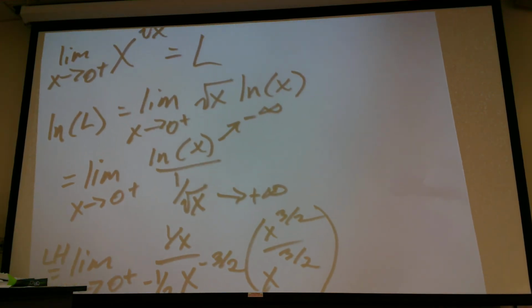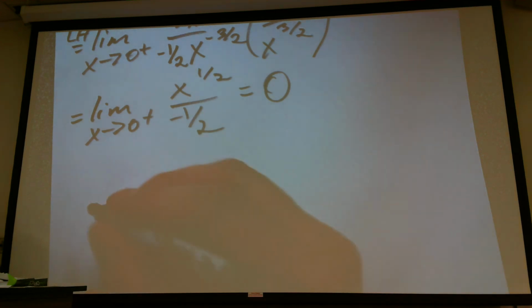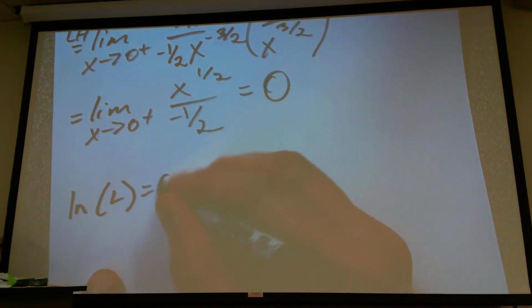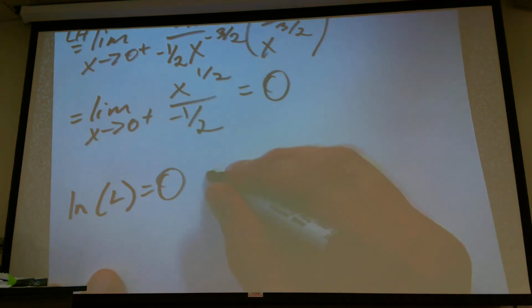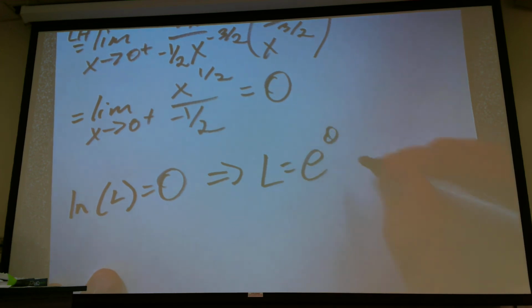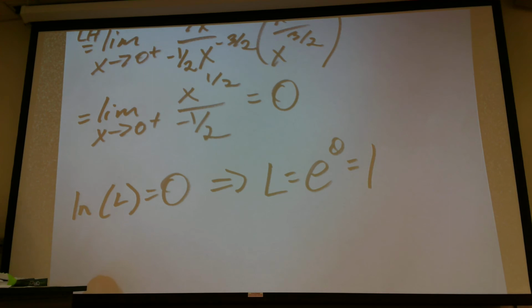Okay, but this is one long statement right here that the natural log of L is equal to 0. So if the natural log of L equals 0, and we raise both sides above e, that's going to imply that L is going to equal e to the 0, which equals 1. All right. Last problem.